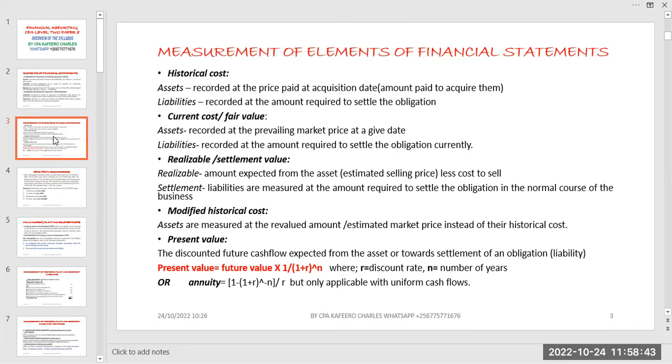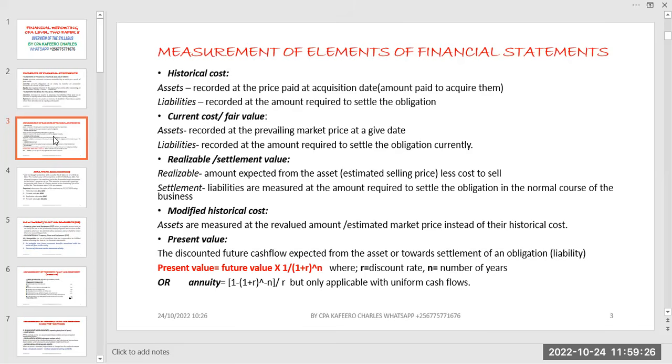So when we are talking about the historical cost, it is the cost that we have already incurred. If you are assigning these values in the balance sheet, because assets are going to be in the balance sheet, which value are we going to use? We are going to use the price that we paid when we acquired those assets, the amount we paid at the acquisition date. We are saying assets are recorded at the price paid at the acquisition date, or the amount paid to acquire those assets.